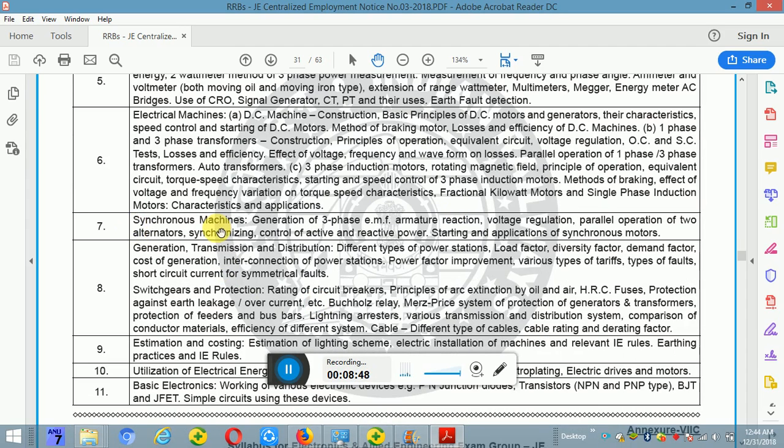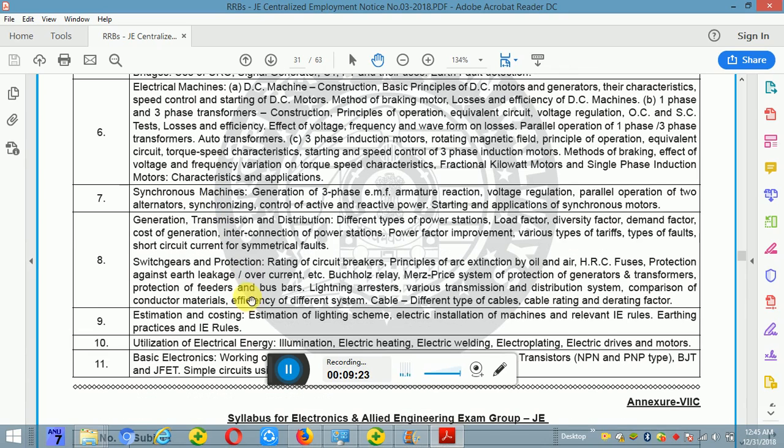And next, synchronous machines. In synchronous machines: generation of three phase EMF, armature reaction, voltage regulation, parallel operation of two alternators, synchronizing. And these synchronous machines are nothing but synchronous motors and AC motors. Synchronous machines means synchronous generators and synchronous motors. And in this we need to study how to start and the starting characteristics of synchronous motor and applications of synchronous motors.